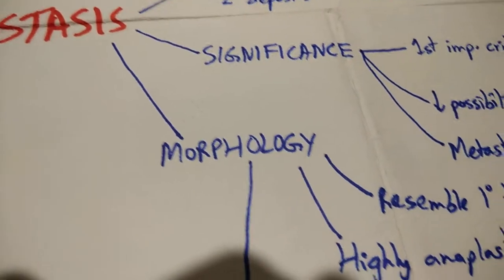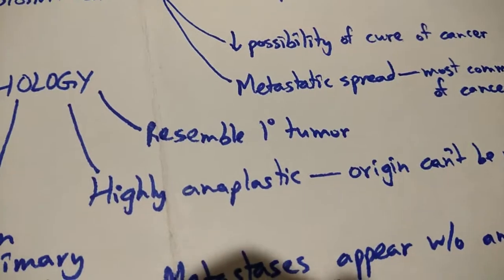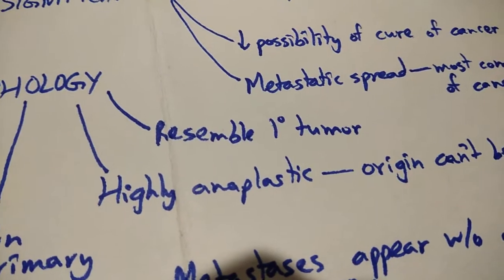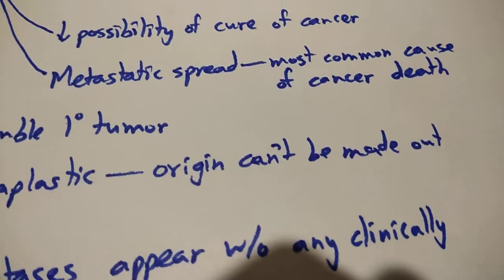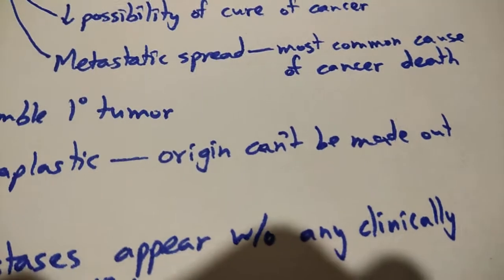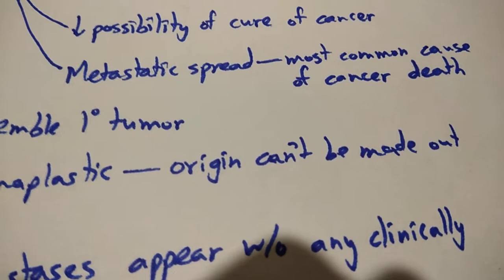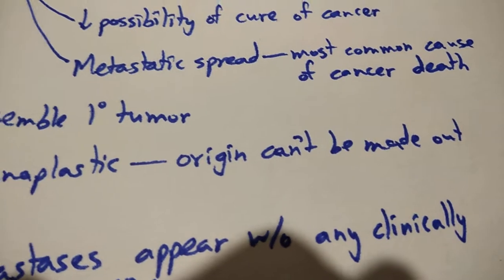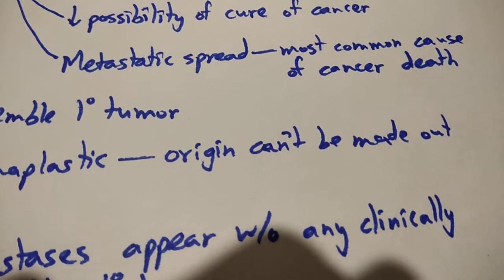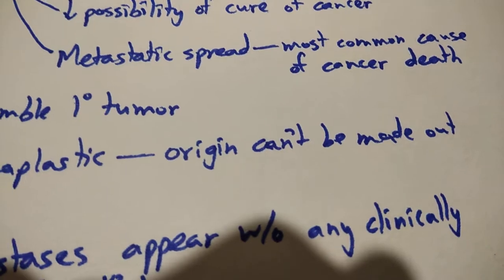Now, the morphology of these metastases: they closely resemble the primary tumor. However, the cells are highly anaplastic. The origin can't be made out so easily because of the poor differentiation. Because of poorly differentiated cells, you cannot tell where the exact site of origin of the primary tumor really is.